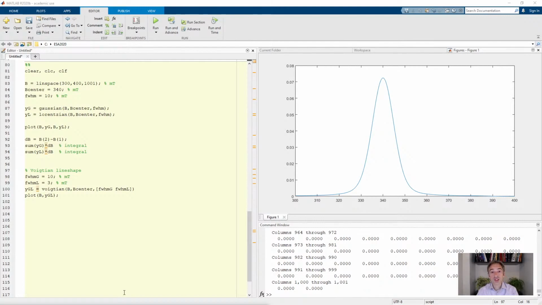We're at the end of this first session of today. Now there's a roughly 9-minute break. And after that, we reconvene for the second session, which will be about simulating ENDOR spectra. See you there.